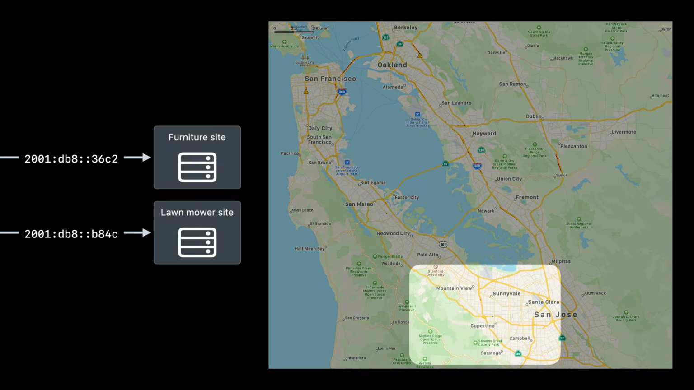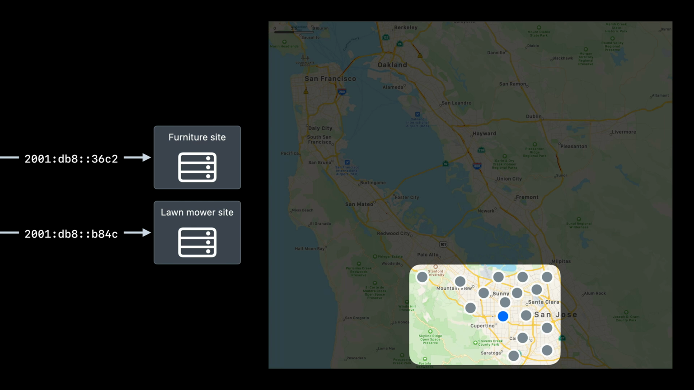Let's visualize how this works. When I connect, both sites see connections coming from an IP address that maps to my general area. The dots on the map represent possible Private Relay IP address locations that are shared by everyone in the region.